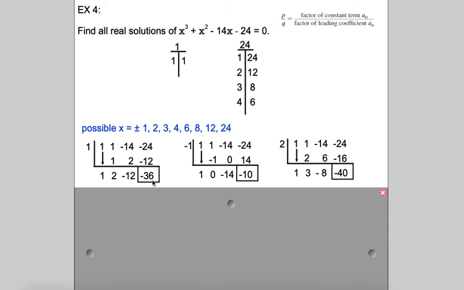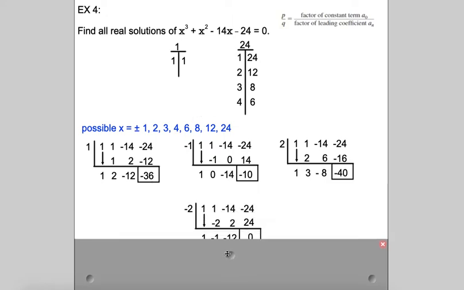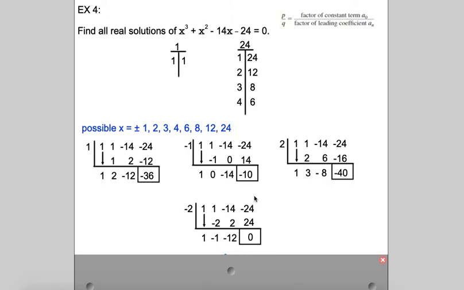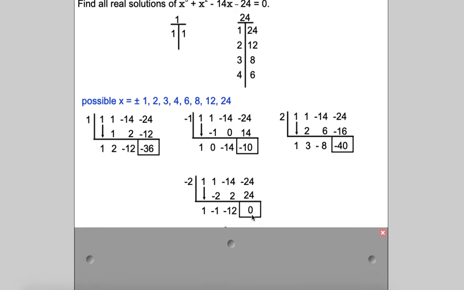So then I tried 2. Well, when I tried 2, I got -40 as a remainder, which means we're getting even further away. So it's probably not a positive number to start with. It's probably a negative number. So I'm going to try -2. So I tried -2 using synthetic division, and I got a remainder of 0, which means -2 is an answer to one of my problems.